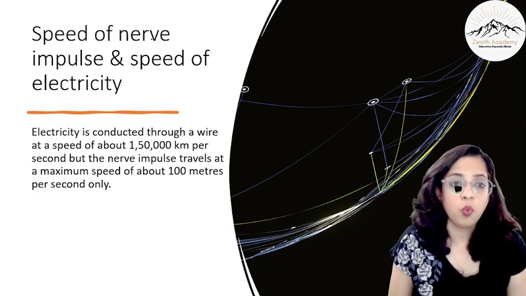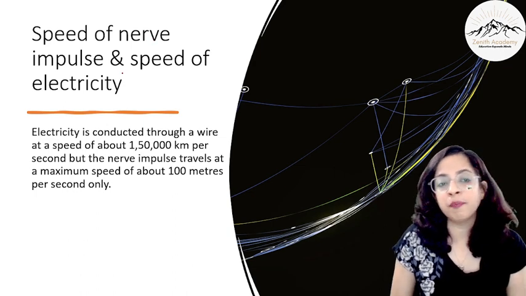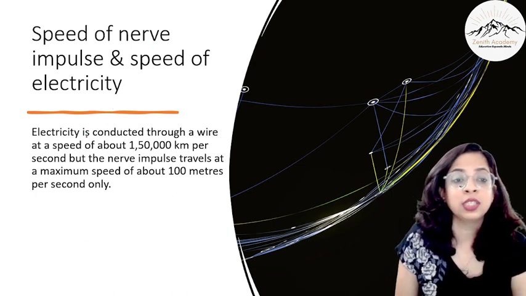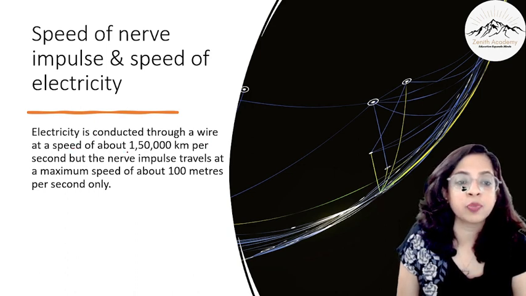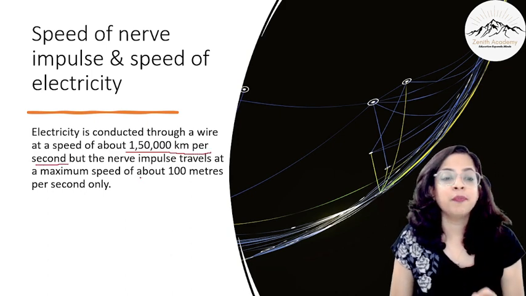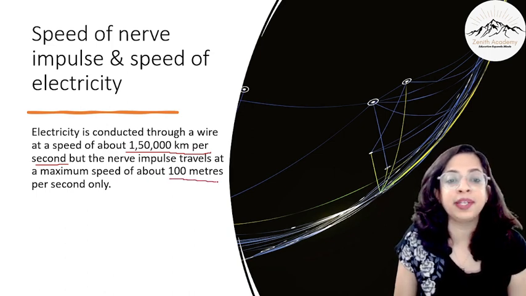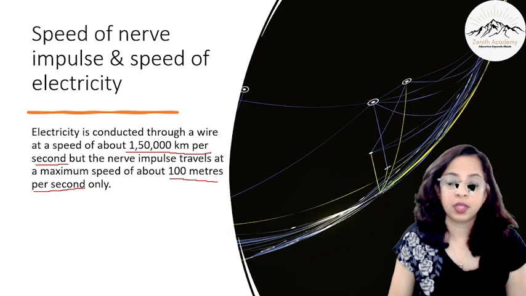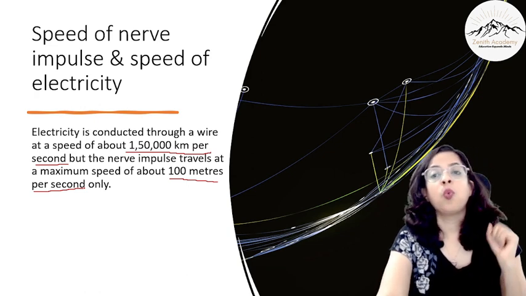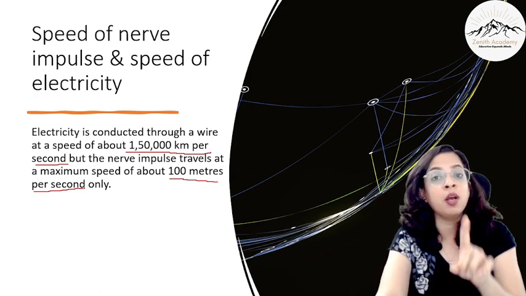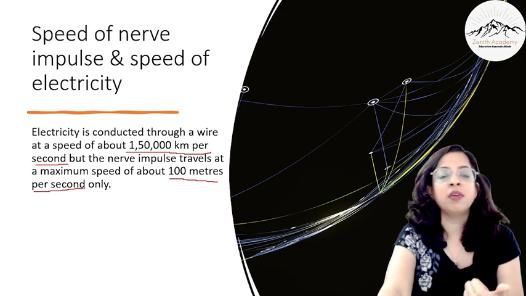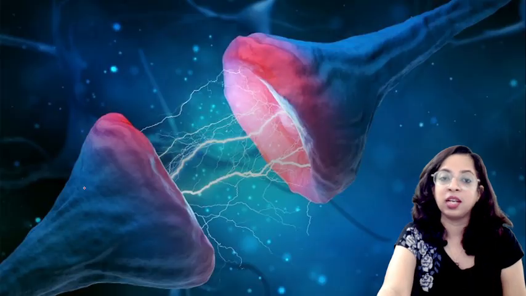Now, if we compare the speed of nerve impulse and the speed of electricity, what is it? Electricity is conducted through a wire at the speed of 1,50,000 kilometers per second. But the nerve impulse travels at a maximum speed of only around 100 meters per second. So electricity is 1,50,000 kilometers per second, whereas nerve impulse is 100 meters per second.